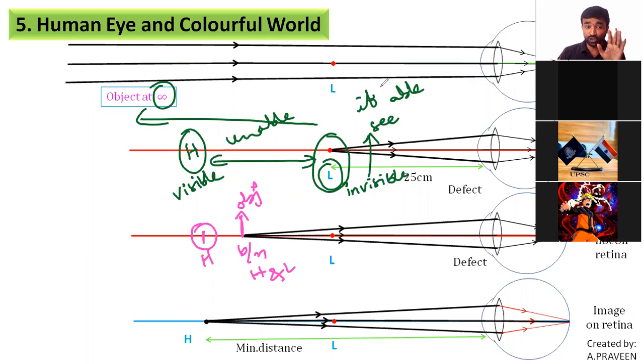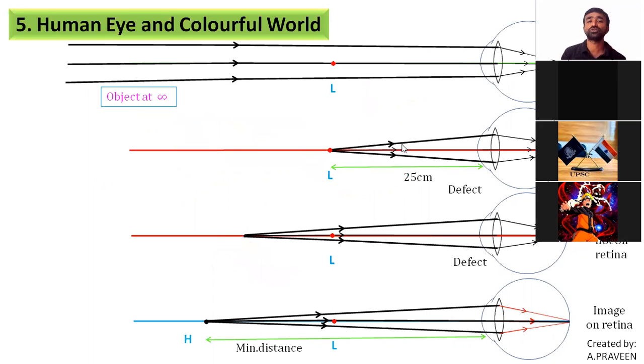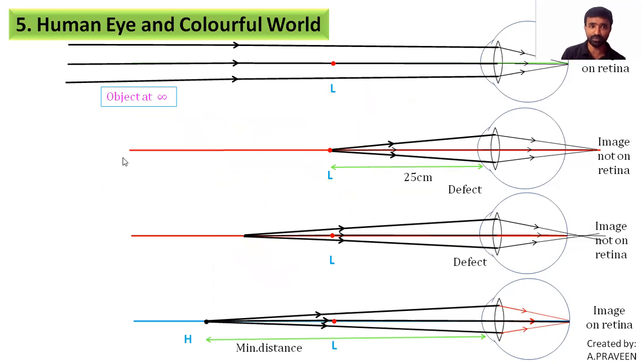So what is the possibility to correct the defect? The object placed at L distance must be visible to the person. So how can we make that object visible? We are unable to move the object. So what will we do? We will get the virtual image of the object placed at L to H. For this, we will use a lens to form the image virtually for the object position L at H. So now I am defining this defect.